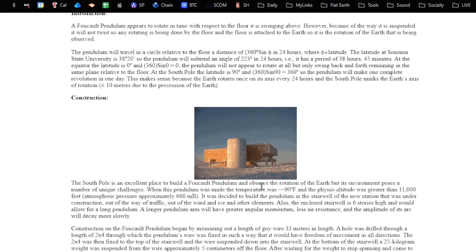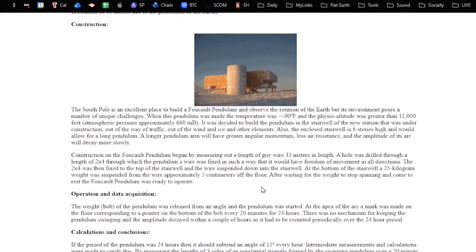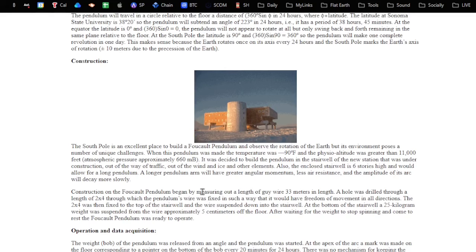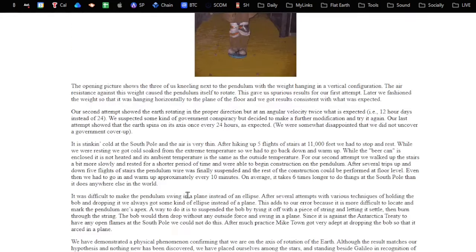The Foucault's pendulum definitely proves we are on a ball, for sure, right? For sure. I don't see how anybody can argue that. It would be futile to argue it.